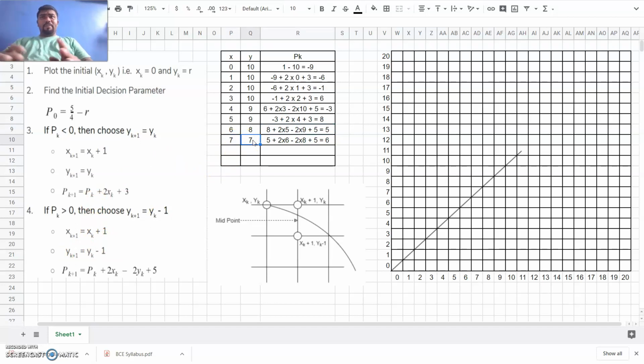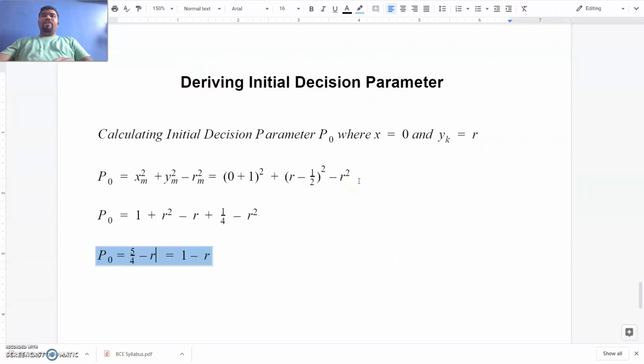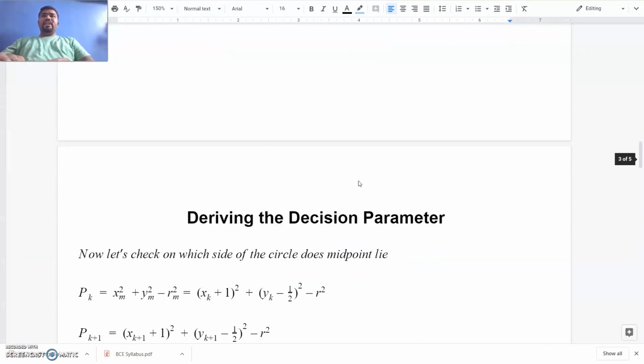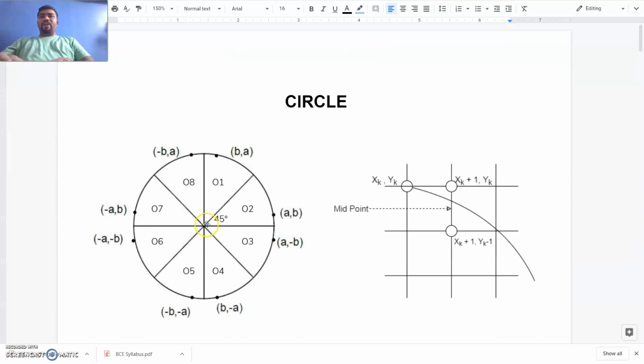Now, why do we stop at 7 comma 7? We can still keep going, right? But obviously we know that the circle actually makes a 45-degree angle between two octants, octant 1 and octant 2. So we got to reach till here to know that this is the end of octant 1. That is a 45-degree angle. And at this particular point, obviously the x will be equal to y.